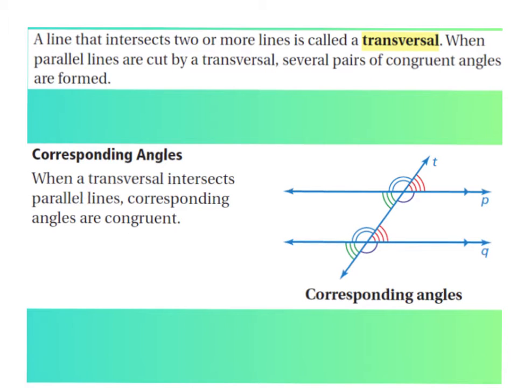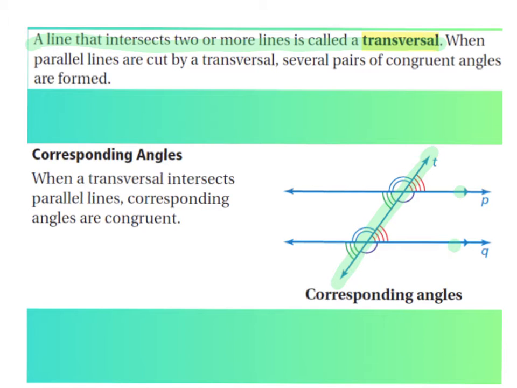So we're going to start out with a couple of definitions. Write down whatever you feel you need to. This first one: a line that intersects two or more lines is called a transversal. So T here is our transversal. It intersects two or more lines. It intersects those two parallel lines.